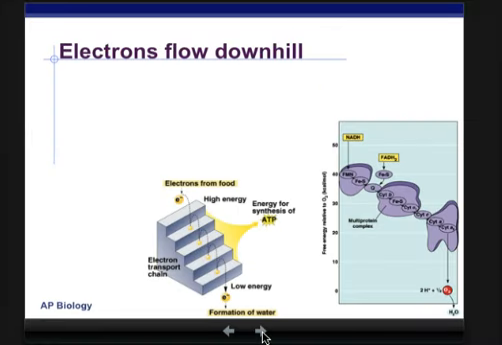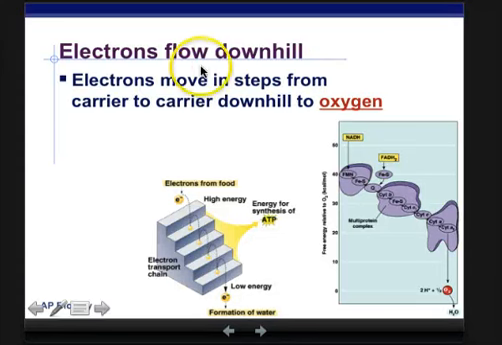All right, so electrons are flowing downhill in the electron transport chain. Electrons move from molecule to molecule until they combine with oxygen and hydrogen ions to form water. Electrons move in steps from carrier to carrier downhill to the oxygen. So this flow is what's driving the electron transport chain. It's the electrons being drawn to oxygen.